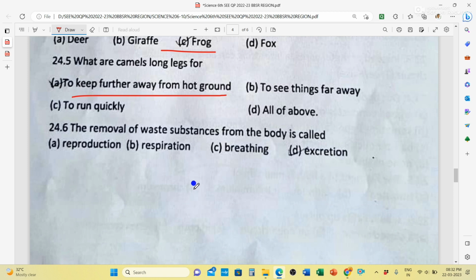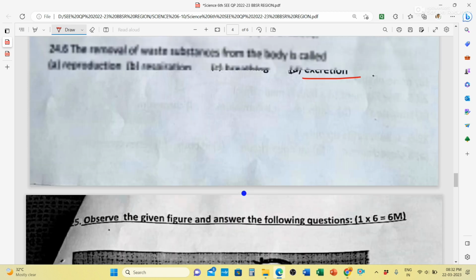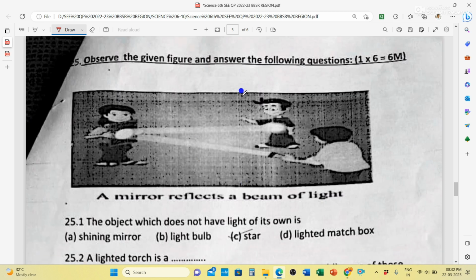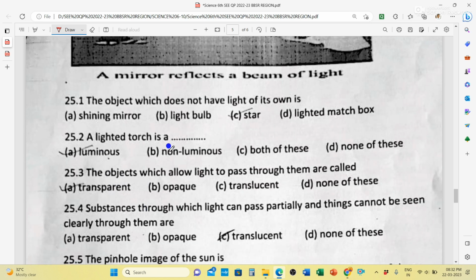The removal of waste substances from the body is called excretion. Okay, next. Observe the given figure and answer the following questions. A mirror reflects a beam of light. The object which does not have light of its own is called a star. Sorry. Shining mirror, light bulb, lighted matchbox.